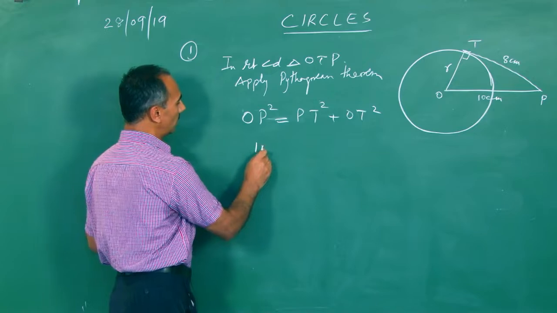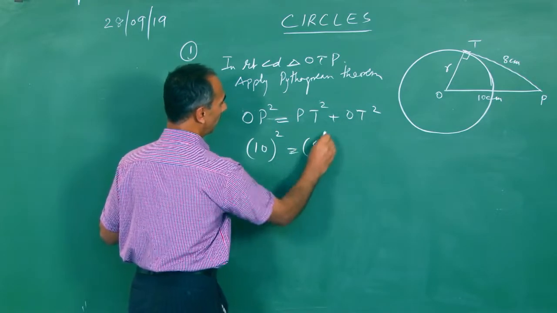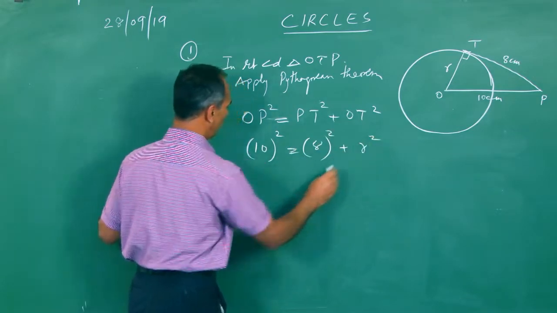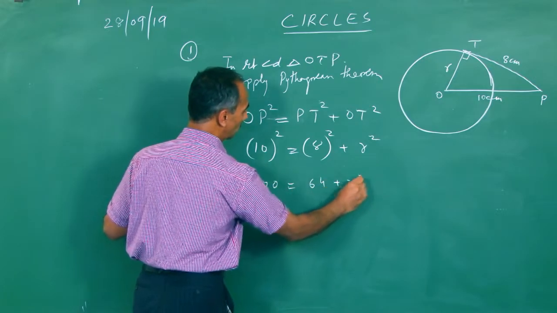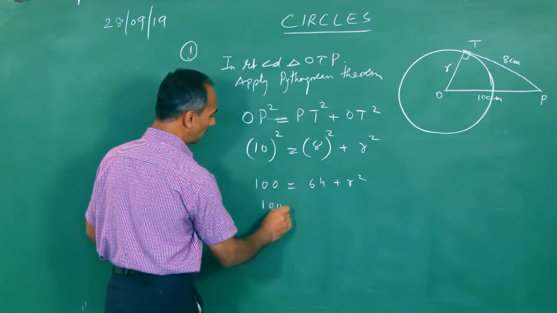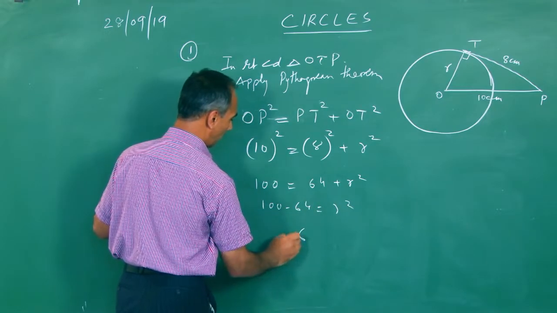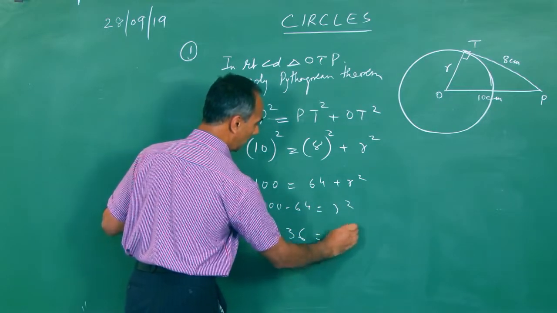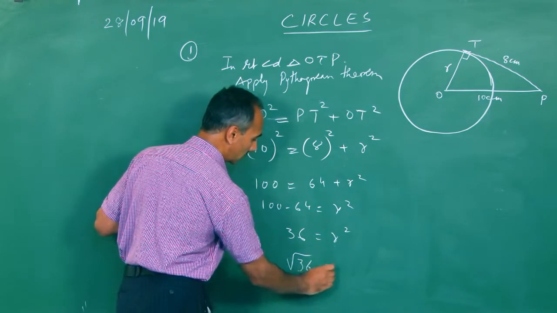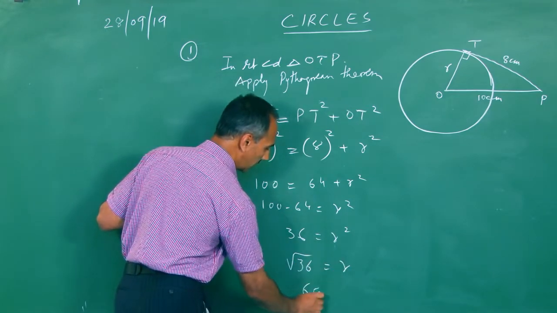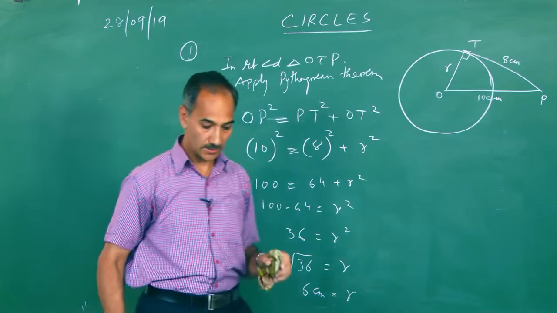Now OP is 10, square of that. PT is 8, square of that. And OT is R, square of that. This is 100. This is 64 plus R square. 100 minus 64 is R square. 36 is R square. So you have to take the square root on both sides. Square root of 36 is R. So R is 6 centimeters. So the radius of the circle is 6 centimeters.